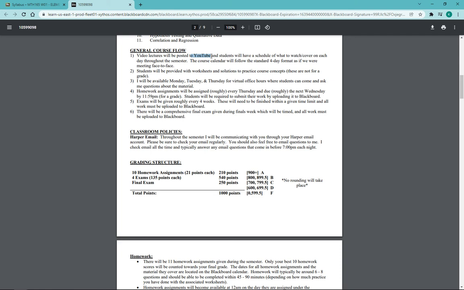One of the links that you'll have in Blackboard will be a calendar link, and we'll talk about that in a future video. It'll follow a 4-day format, like Monday through Thursday, and it'll show you what things you're supposed to be working on each individual day to stay on pace with the class. So you're going to be watching YouTube videos, taking notes, and following that calendar to stay up to date on the material.